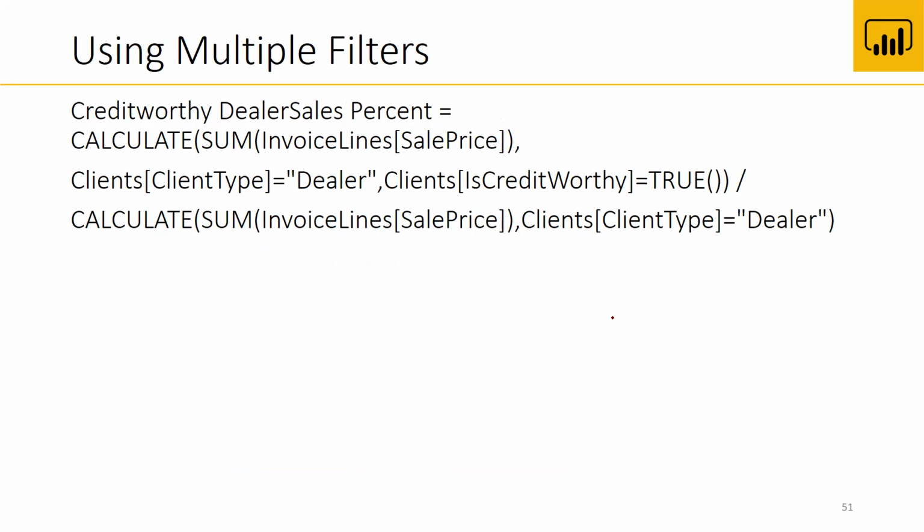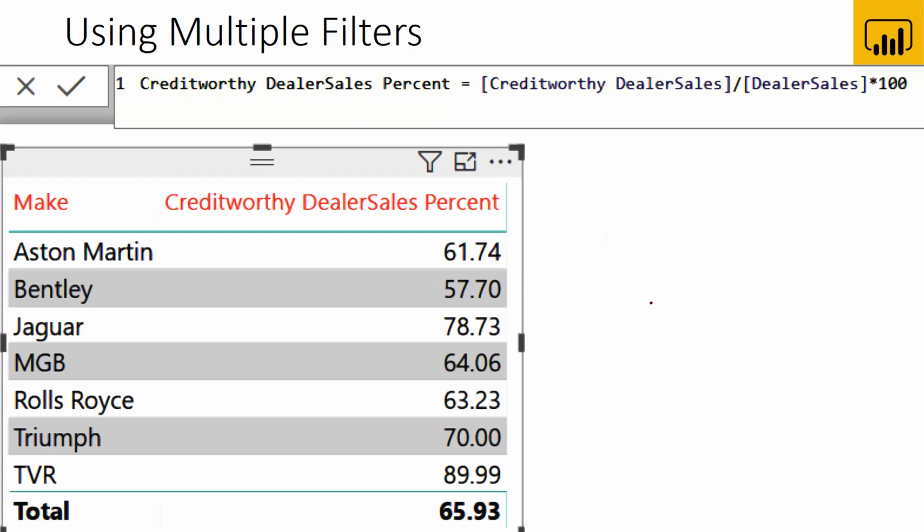Using multiple filters, the credit-worthy dealer sales percentage is equal to the CALCULATE function. Calculate what? Sum of the invoice line table's sales price. Now we have to define the criteria, the multiple filters: client type is dealer, client is credit worthy is equal to true, and divided by another CALCULATE we have. That CALCULATE is the sum of the invoice line sale where client type is equal to dealer. So they are implementing multiple criteria here in this CALCULATE function, and the output is shown here.